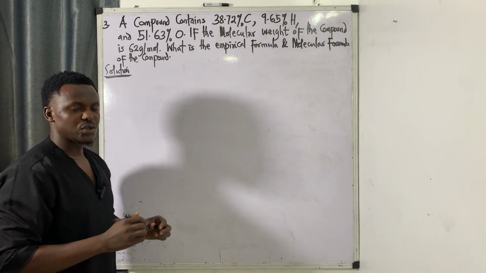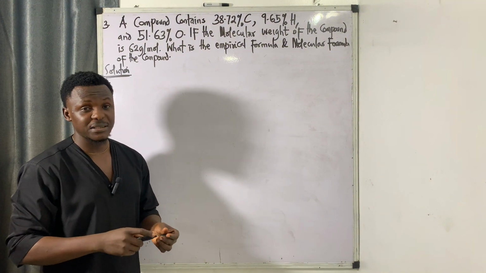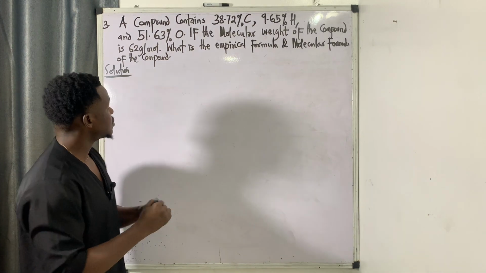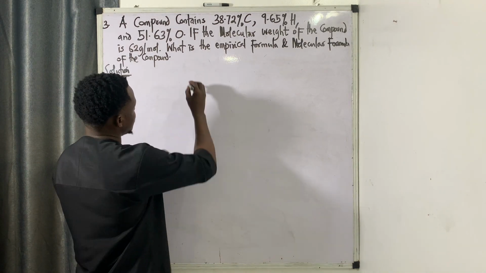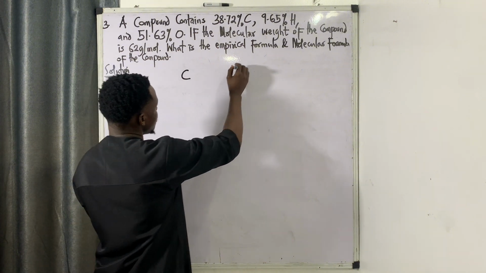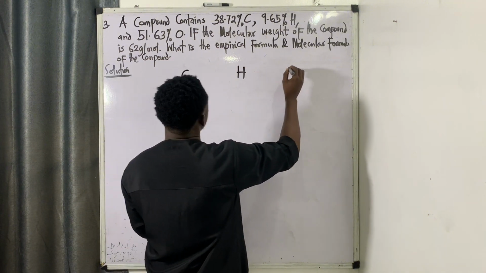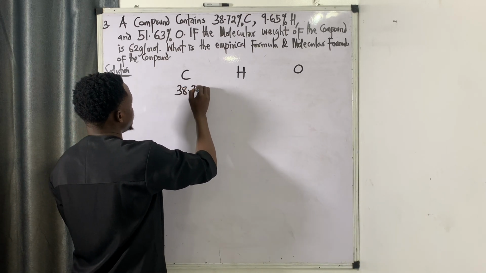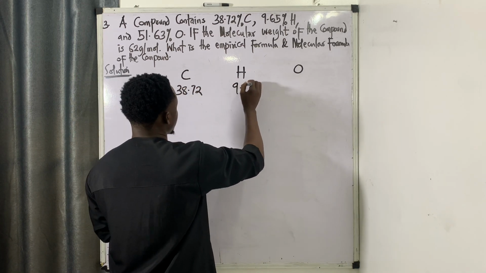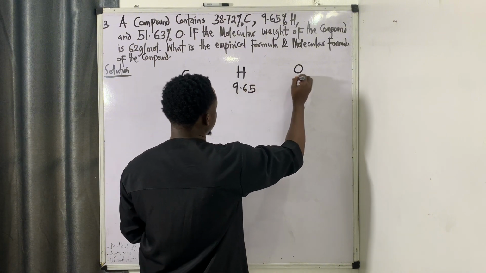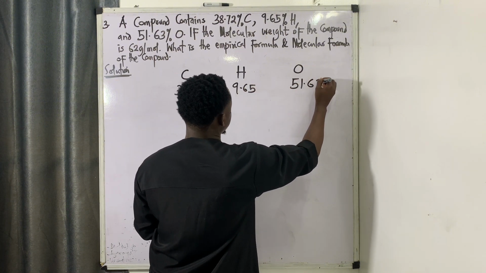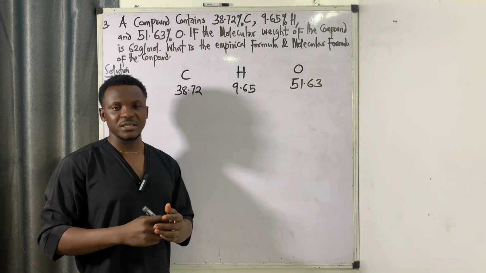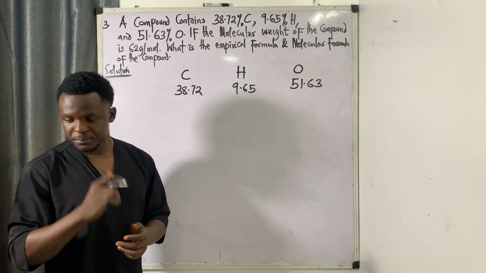I'm just going to go straight to solve for the molecular formula, so the empirical formula, since I've done the previous explanation and the previous examples. So we have its percentage: carbon, hydrogen, and oxygen. Carbon is 38.72, hydrogen 9.65, and oxygen 51.63. Now please always endeavor to add up these values to ensure it gives us 100. Okay?